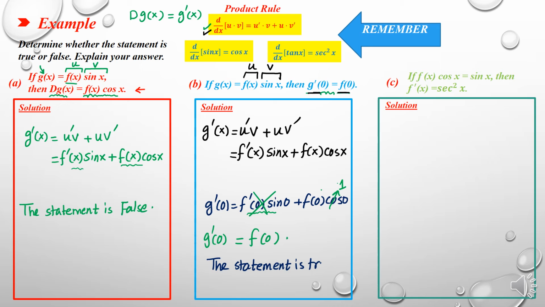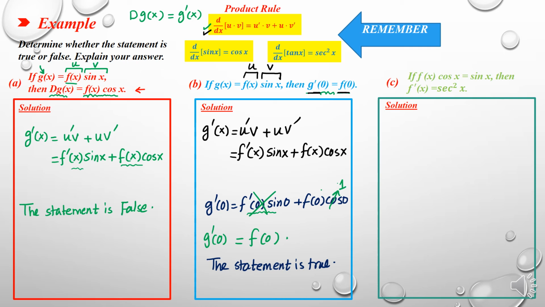Now what about the third part? In part C, we have f of x multiplied by cosine x equals sine x. This is the expression we have in this part, and you have to check if the statement f prime of x equals secant square x is true or not.